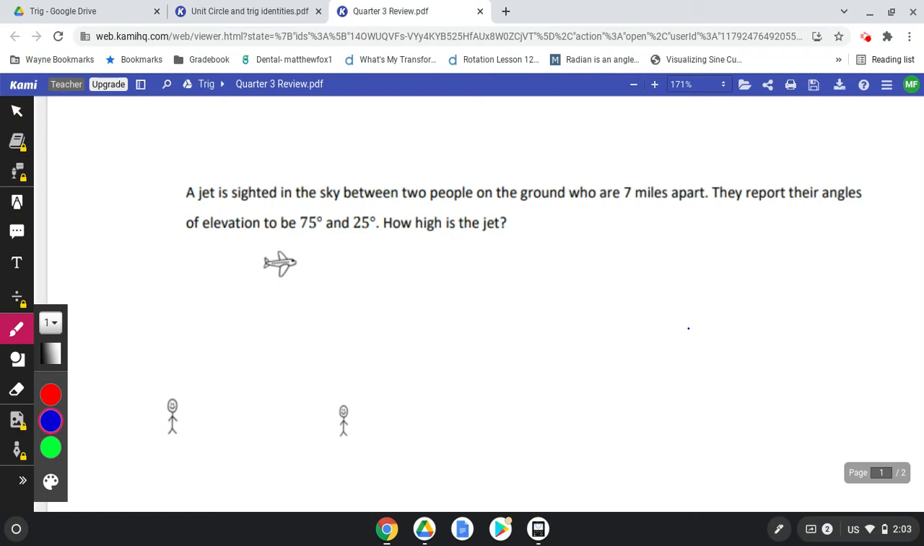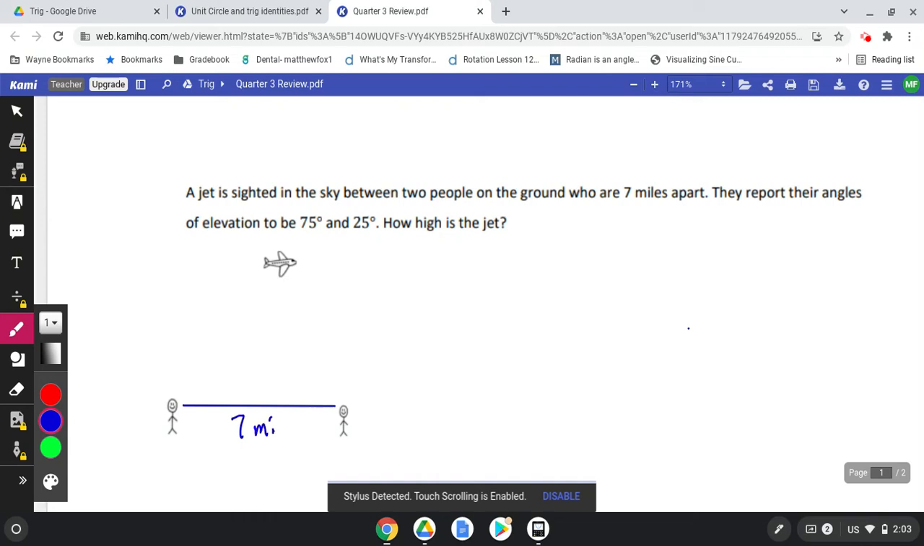So watch it through. I'll try to keep it brief, but this first question is from our review of chapter 4. And this was a question where it said, a jet is sighted in the sky between 2 people on the ground who are 7 miles apart. Okay, so we know these 2 people are 7 miles apart.